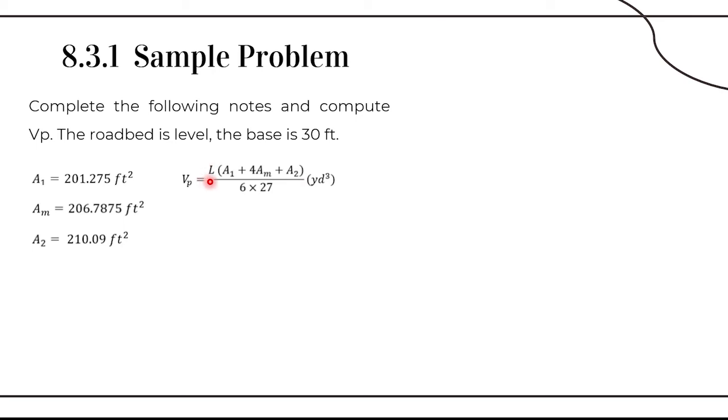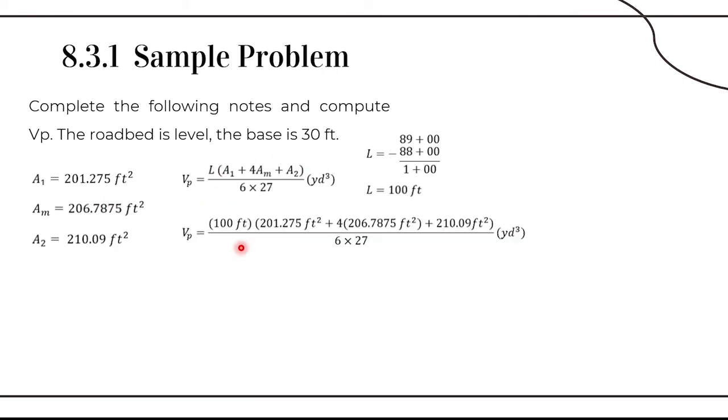All that's left is L, which is the length. So how do we find the length? We just have to subtract the end stations. Station 89 minus 88 will give us 1, which is equal to 100 feet. Now we just have to input these values into the Prismoidal formula.